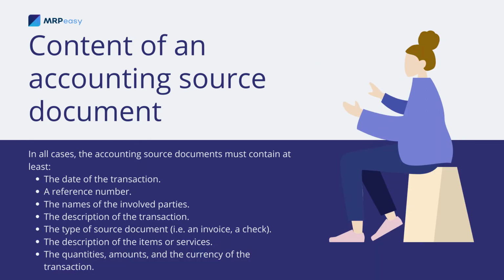In all cases, the accounting source documents must contain at least the date of the transaction, a reference number, the names of the involved parties, the description of the transaction, the type of source document, i.e., an invoice or a check, the description of the items or services, the quantities, amounts, and the currency of the transaction.